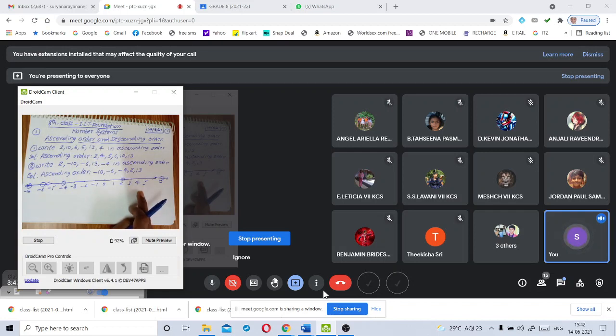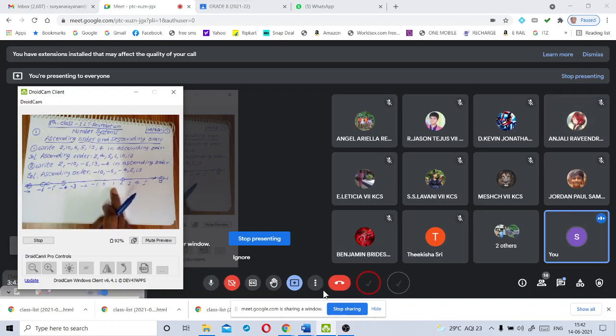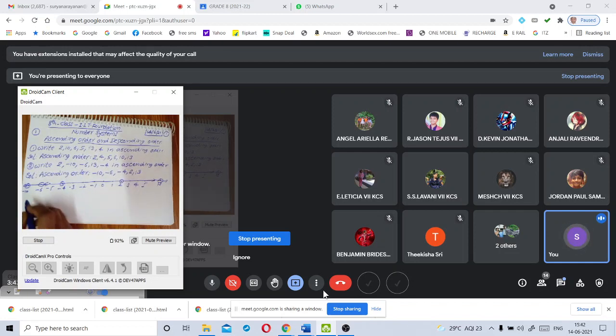Understood this point, my dear children? If you represent numbers on the number line, then you can easily identify which number is on the utmost left side and which number is on the utmost right side. On the number line, the numbers are always marked in ascending order only. Okay, my dear children.